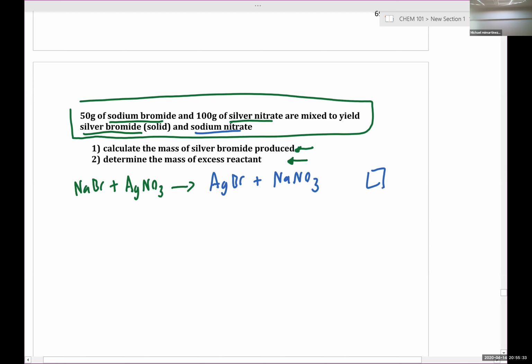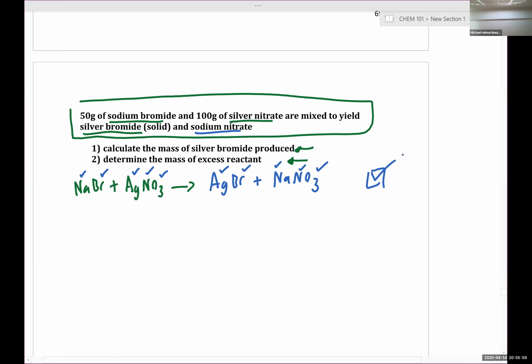For those who say it's not balanced, which element is not balanced? Just to check. Looking at sodium, we have one sodium atom on each side. For bromine, we have one bromine atom. For silver, we have one each. For nitrogen, we have one each. And for oxygen, we have three each. So yes, this equation is balanced.